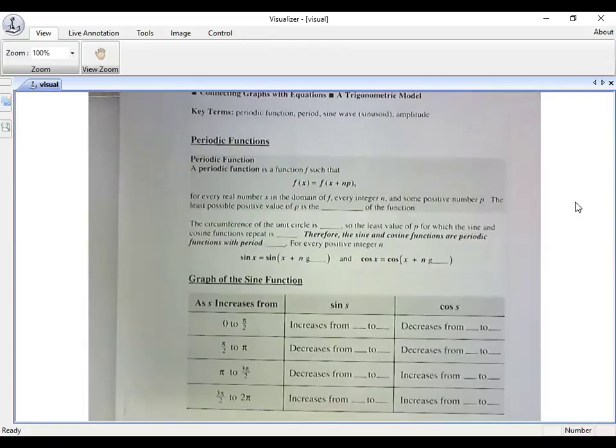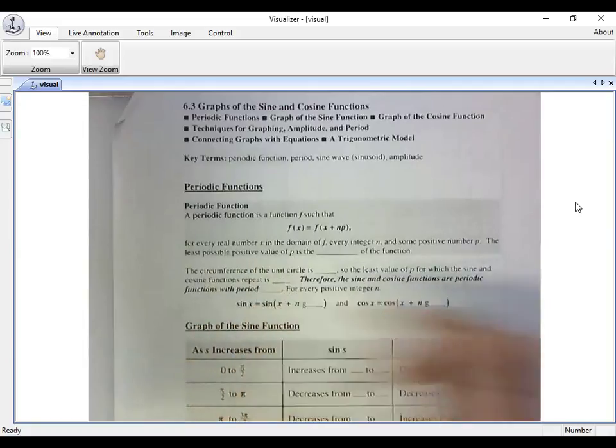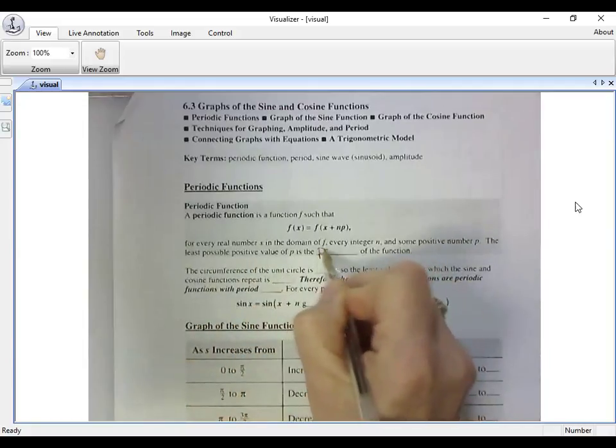2 pi. So this is simply saying that for any real number x in the domain of f, every integer n and some positive number p. So we're going to make sure that n is an integer value, p is going to be a positive number, and if we wanted to multiply those together, then we're going to find the least possible positive value of p to be the period of the function.